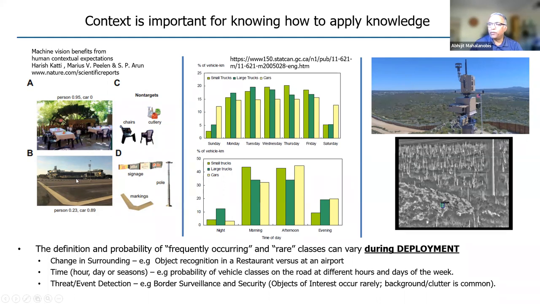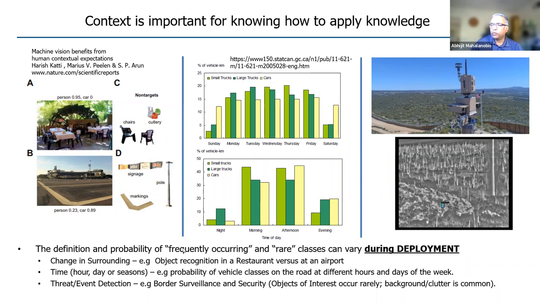Likewise, I believe this is implied to be some sort of a parking lot, perhaps, where you have prior probability of some objects. In the restaurant, it's chairs and cutlery and whatnot. If it's a parking lot next to some sort of a stadium, then you expect some signage, poles, and the probability of people is not that high, but the probability of cars is pretty high if you're in a parking lot, right? Here, these are examples of the frequency of small cars, large cars, and trucks as a function of time of day or different days of the week. So all of this is just to say that context is important.